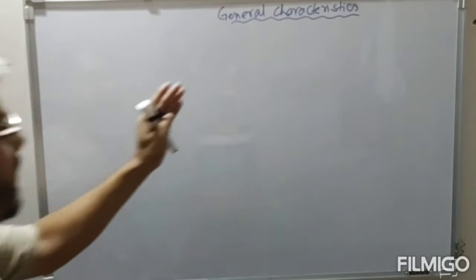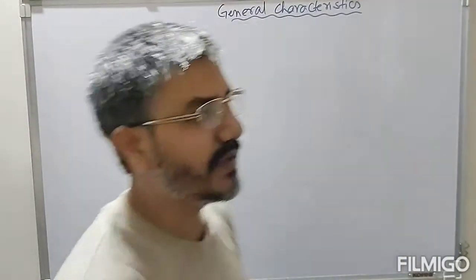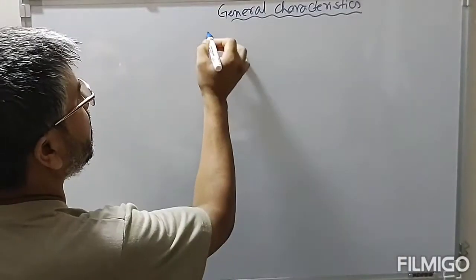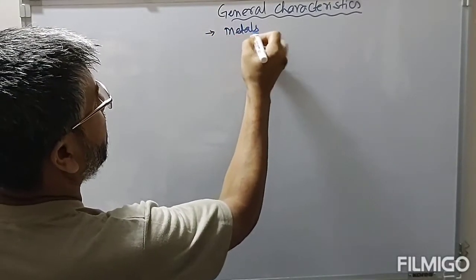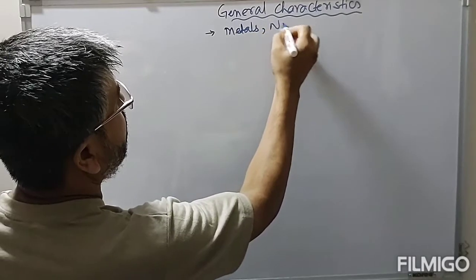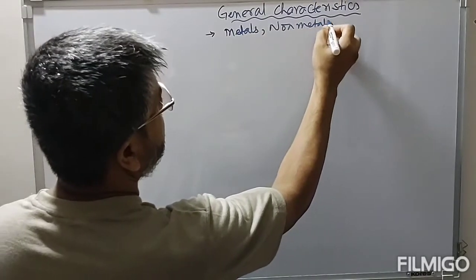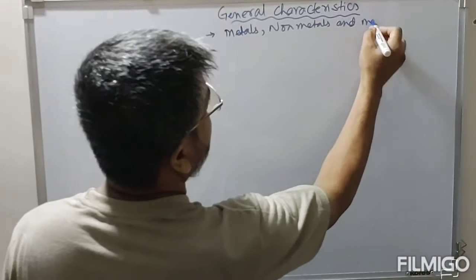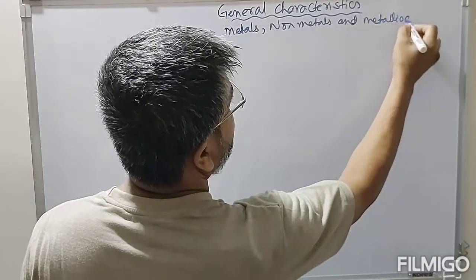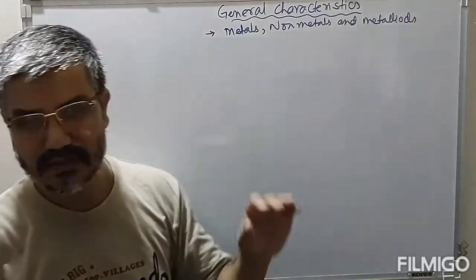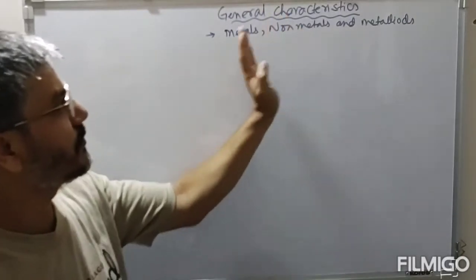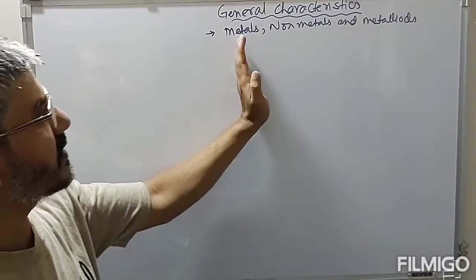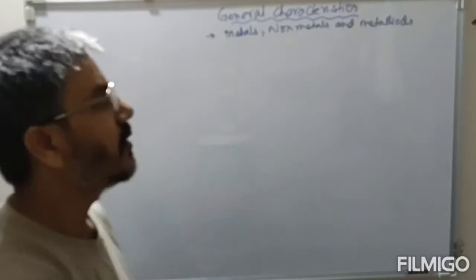Now coming to the general characteristics of p block elements. These p block elements consist of metals, non-metals and metalloids. If you look at this, the s block contains only metals, the d block contains only metals, but in between these two we have the p block elements, which consist of metals, non-metals as well as metalloids.